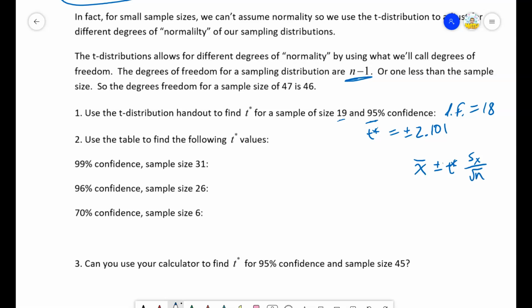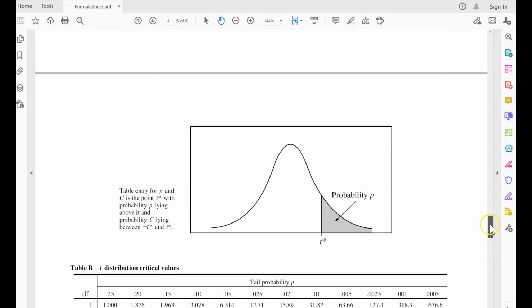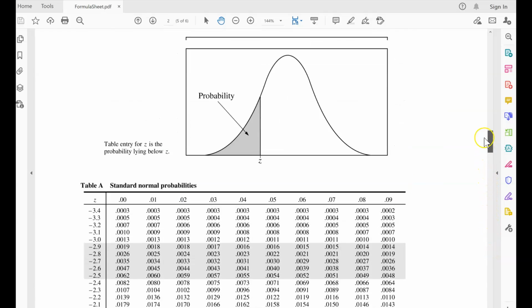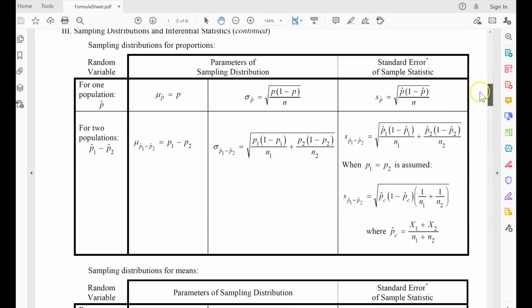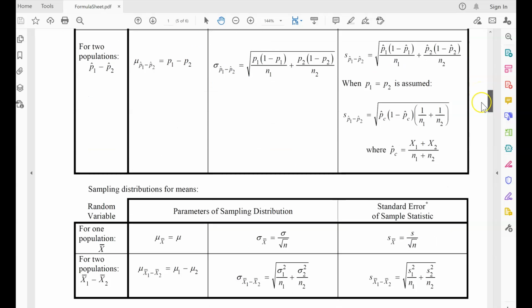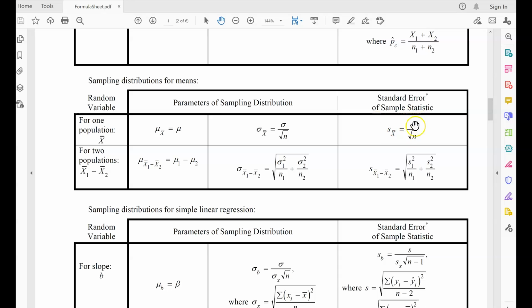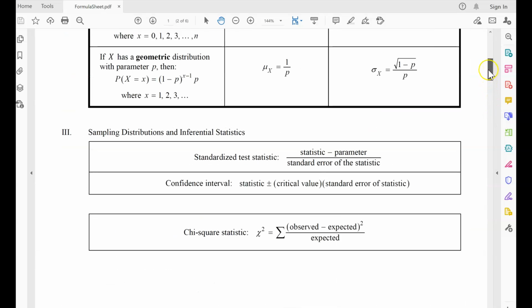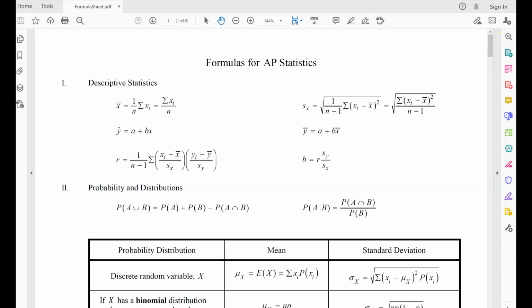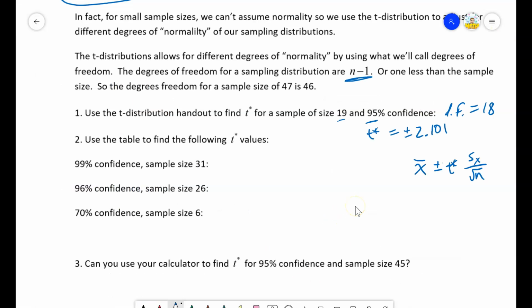Okay, and I believe you can see this on your formula sheet as well under statistical inference. That formula should be there for when we're estimating confidence intervals, standard deviation for standard error statistic for a sample mean, right? S over root n. Okay, and here's your confidence interval. Statistic, x bar or p hat, plus or minus, critical value, z star or t star, times standard error. Okay, everything right there on the formula sheet, so nothing that we would need to memorize.